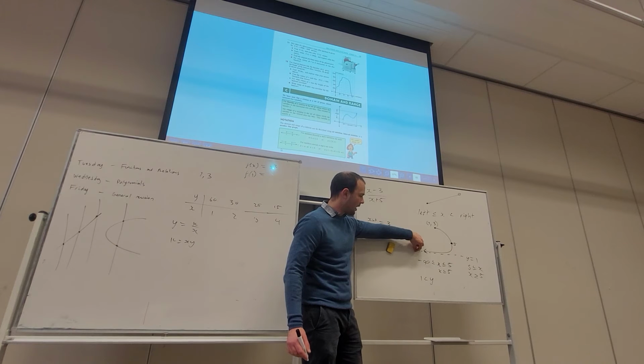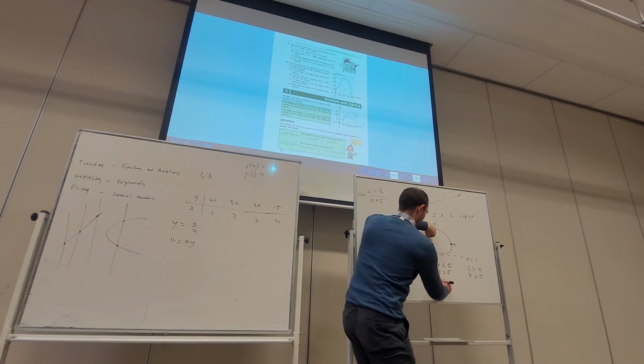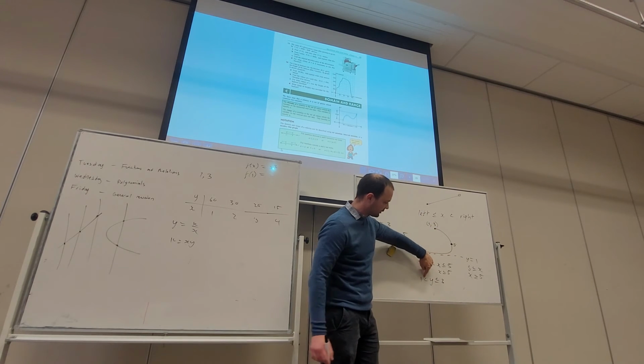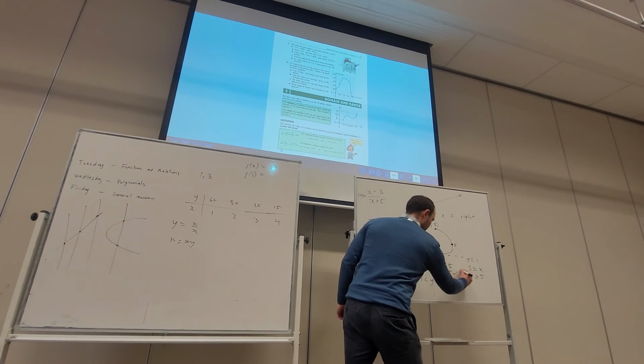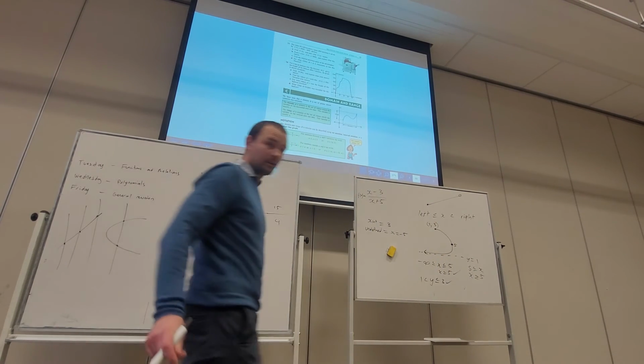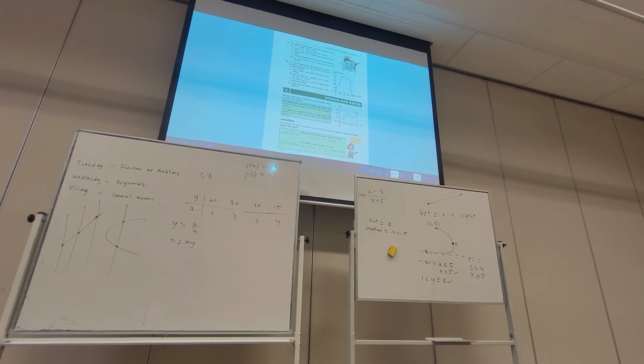So the lowest value of y is 1, but we're not including it. And then the highest value of y is 3, and we are including it. Okay, not including 1, and we are including 3. So here's the domain, here's the range. If that's a skill we need to spend a bit of time on, we can do that. There's some good examples in there.